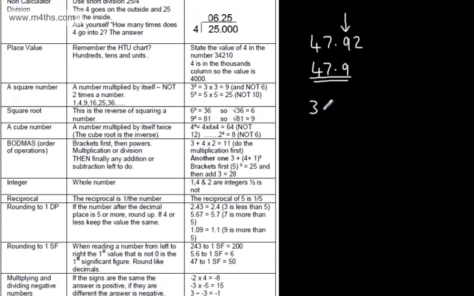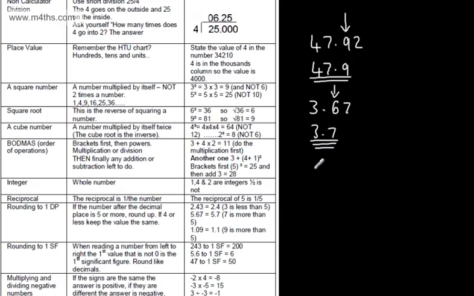Let's look at 3.67. I want to round this number to one decimal place. This is the number that's going to change. I'm either going to have 3.6 or 3.7. The number after it is greater than 5, so we round up, and to one decimal place it's 3.7. So that's all we're doing.